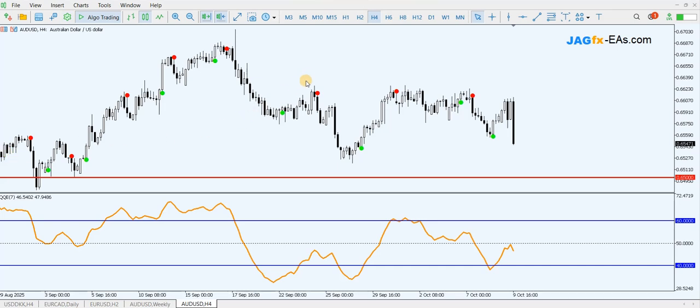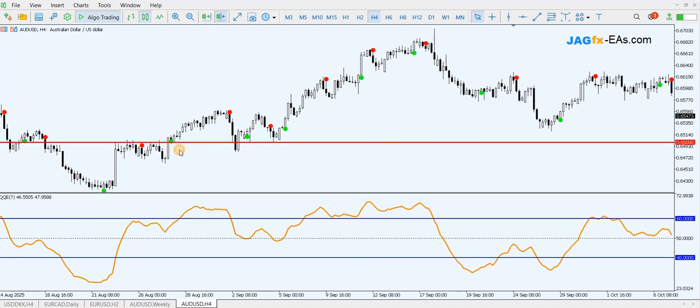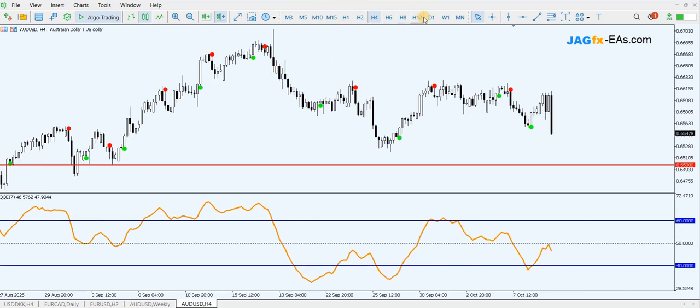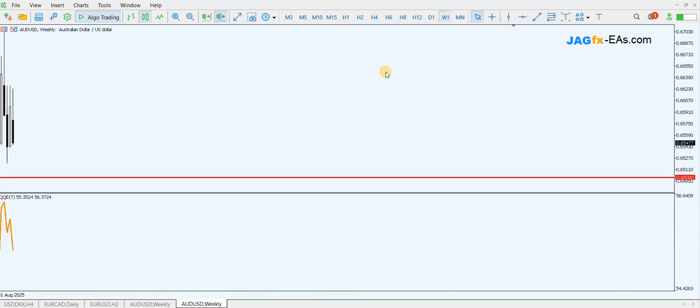All right, so this is the Aussie. This is what we're going to be trading on the 4-hour. I've marked up this 0.65 level with that big red line there, so it's a 0.65. Now I'll just go to a weekly chart and I'll show you why this is relevant.